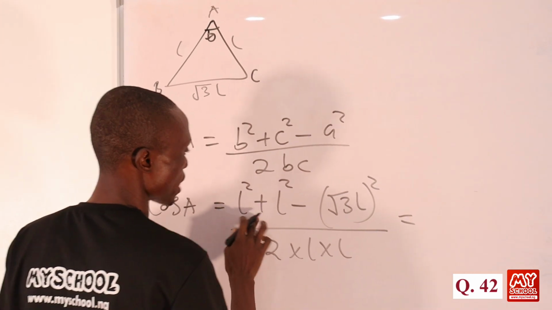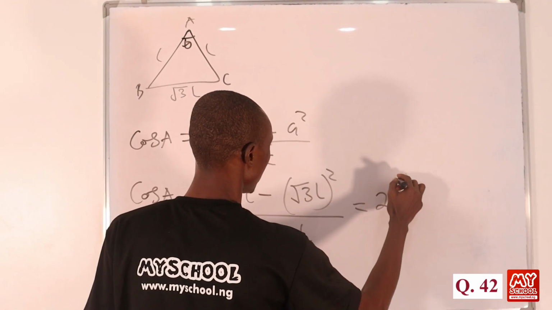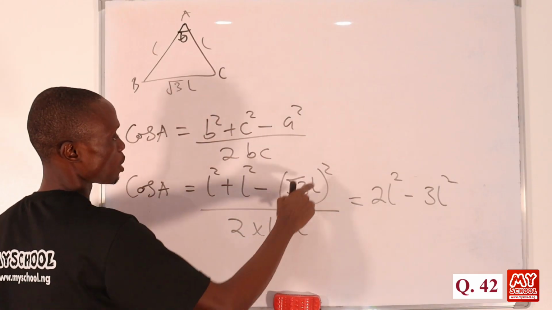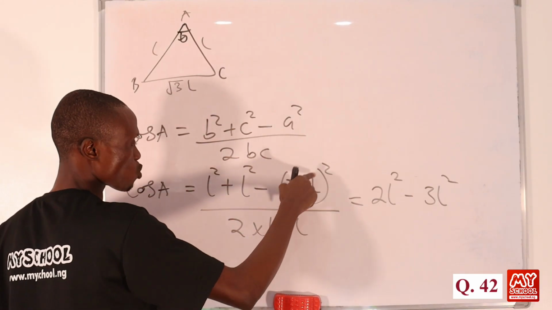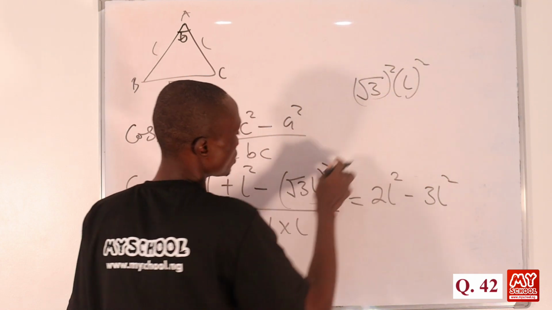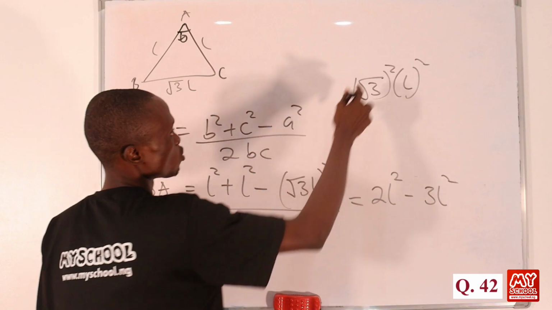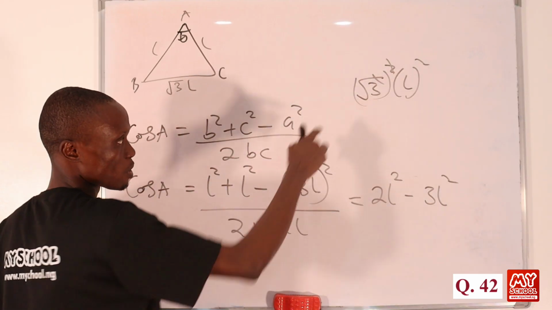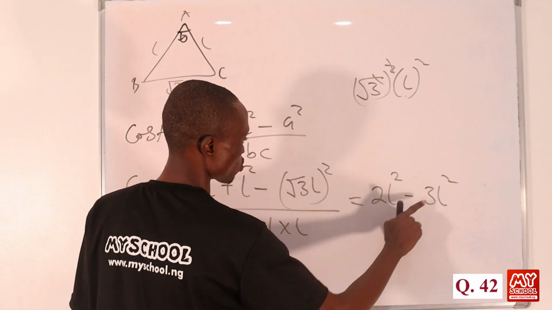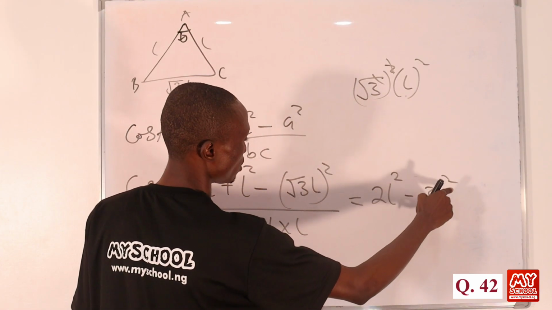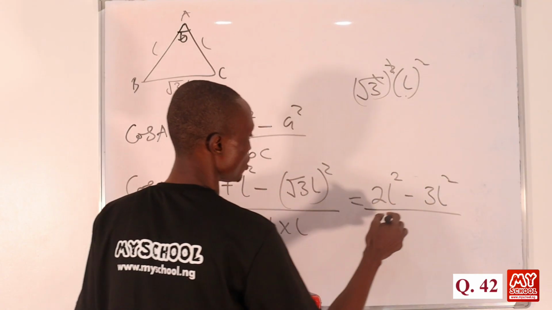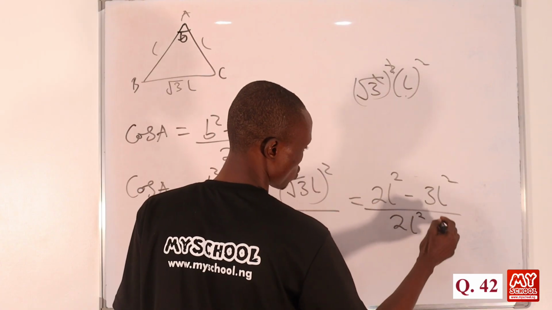If we add these two together, that will be equal to 2L squared. Then here we'll have minus 3L squared, because root 3 raised to power 2 and L raised to power 2 is still the same thing as what we have here. The power 2 will kill off the square root, so that we have 3, then L squared is equal to L raised to power 2. That is why we have 3L raised to power 2 here. So underneath we'll have 2L raised to power 2 also.